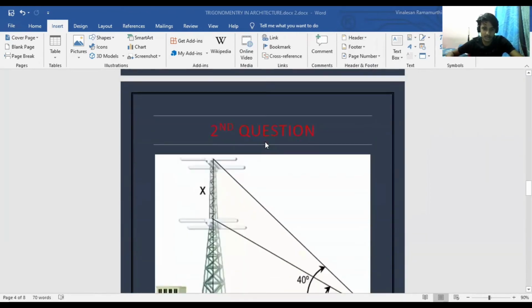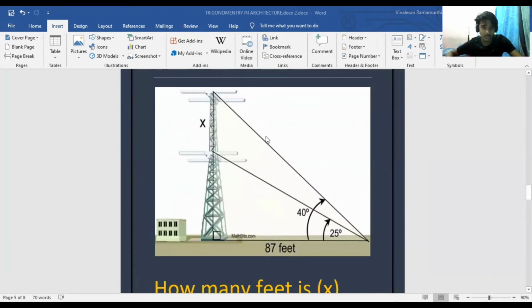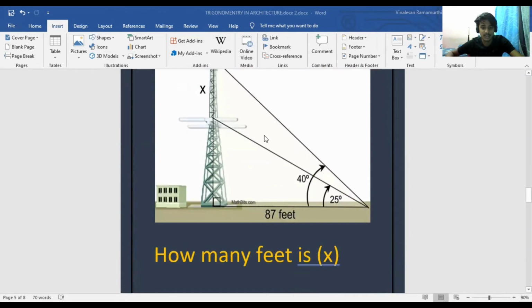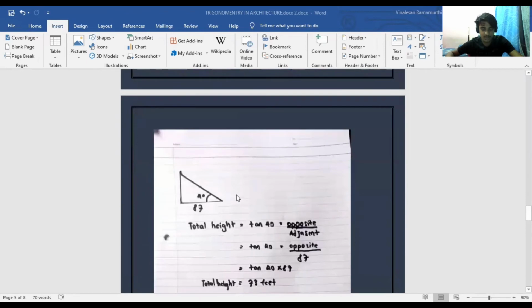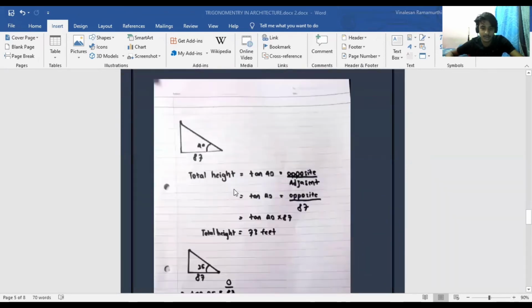Here's another question. In this question, we can divide two triangles with different angles to find the height of x. In the first triangle, where the angle is 40, we can find the total height of the tower. Tangent 40 equals opposite over adjacent. Tangent 40 times the adjacent, which is 87, we get the total height, which is 73 feet.